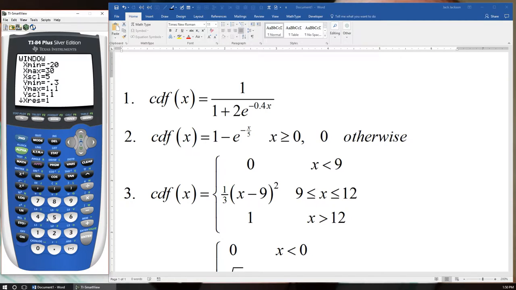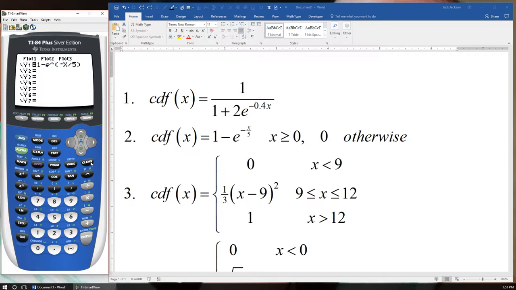So I want to ignore this part of the graph over there. That tells me that I need to set my x window starting at 0. And then I want to go to the right. Oh, let's go out a little further. Let's go out 50. Now what we should see is it start at 0 and then go up to 1 and level out. It might actually have an asymptote at 1. Again, notice the negative in the power. Notice that we put the whole power in parentheses.